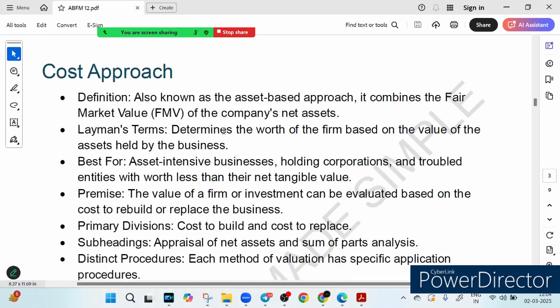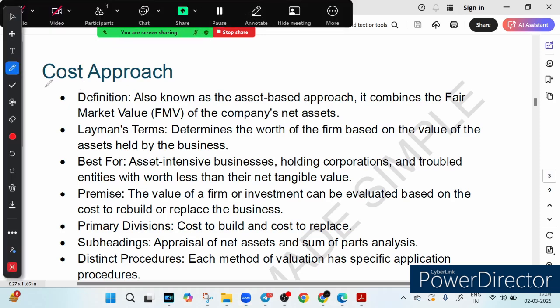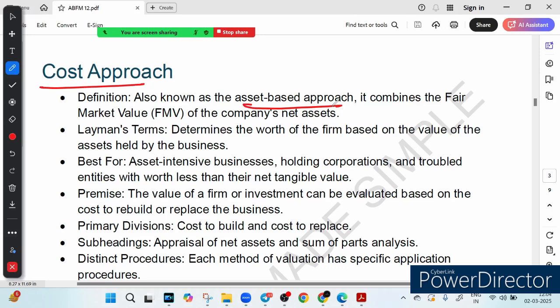So friends, what is the cost approach all about? Ever wondered how much a business is worth if you break it down to its core assets? What if a company is struggling or holds valuable property? That is where the cost approach comes in. Today we will simplify the asset based valuation method in a way that makes perfect sense. This is also known as the asset based approach. Either you call it cost approach or asset based approach, both mean the same. Imagine you own a house. If you wanted to determine its value, you could check the land price and the cost of rebuilding the structure.